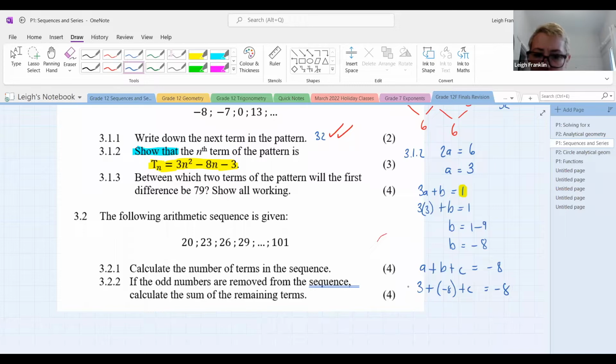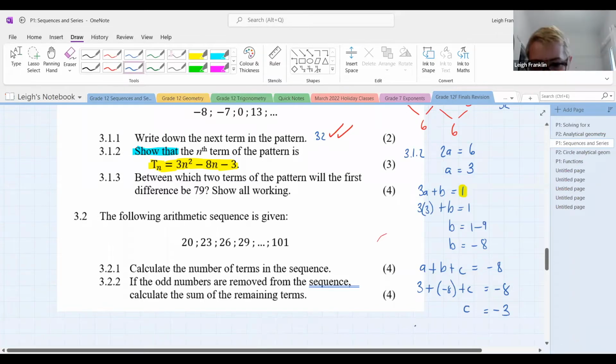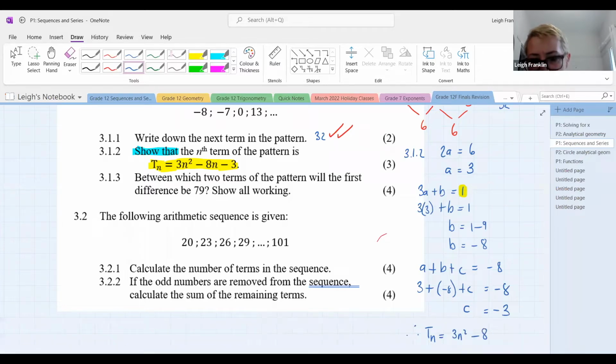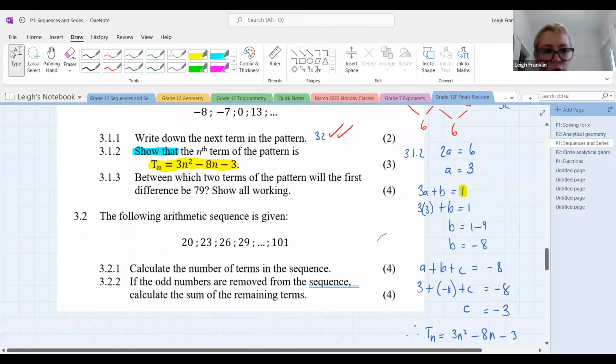And of course, if we took our -8 over to the other side, it would cancel this 8 out. So when we take our 3 over to the other side, we're going to end up with -3. Okay, there we go. So we have been able to prove it. So we would then conclude, therefore, Tn equals 3n squared minus 8n minus 3.